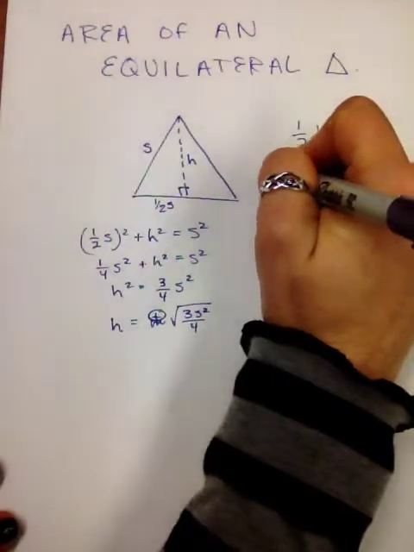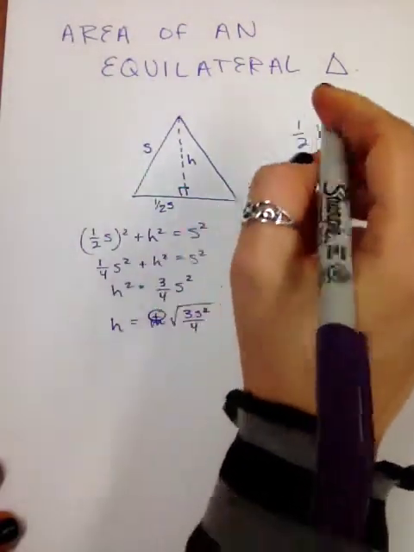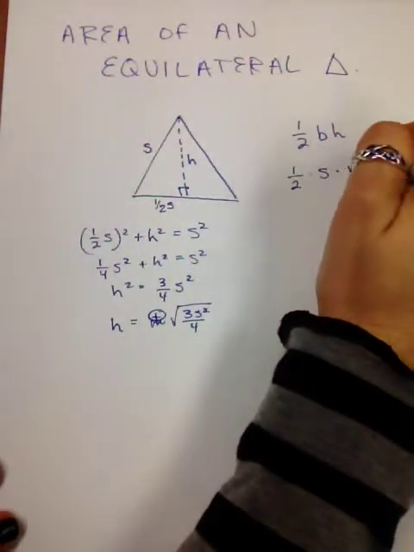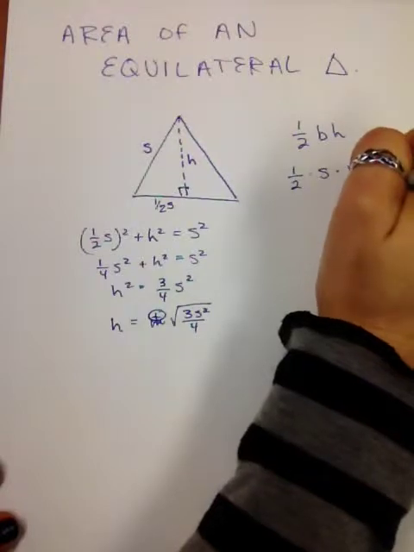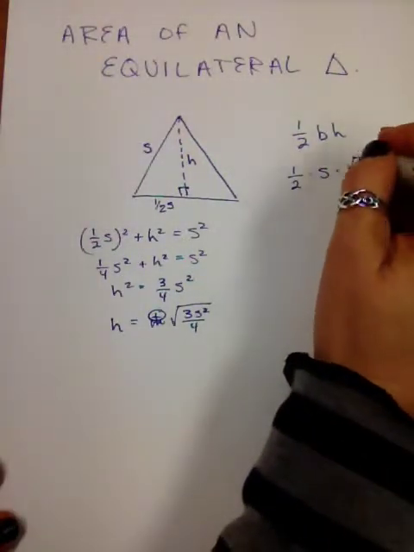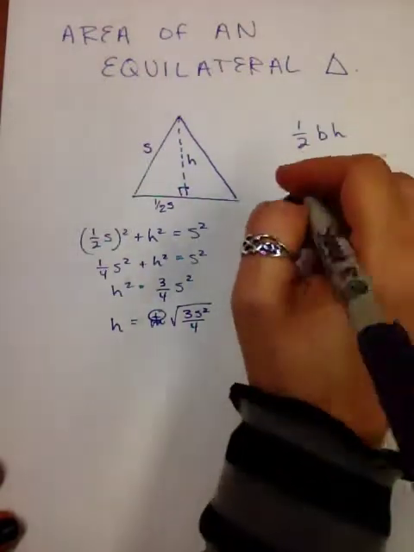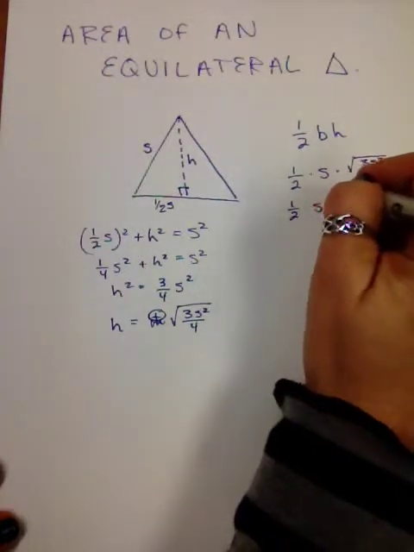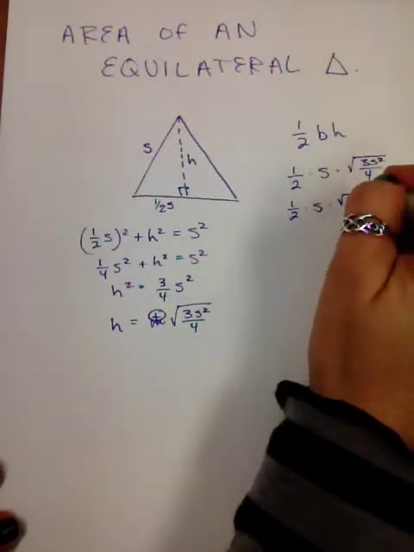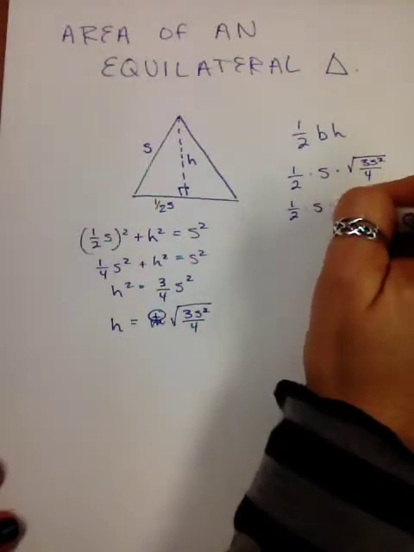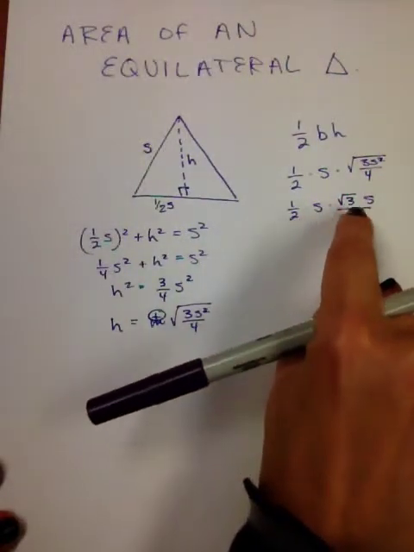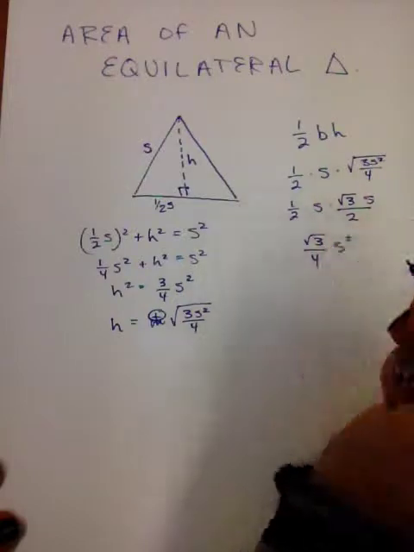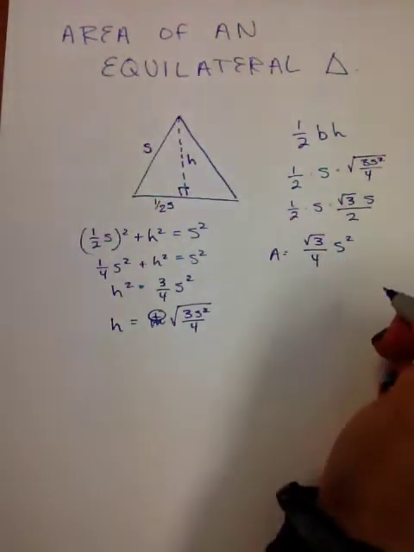So our formula becomes 1/2. Our base is the length of the entire side, which is S, times the square root of 3S squared over 4. And the square root is on the entire expression here. So when I break this down, I have 1/2 times S times the square root of 3, which is going to stay. The square root of S squared is just S, and the square root of 4 is 2. So recombining, I have 1/2 times the square root of 3 over 2, which is the square root of 3 over 4 S squared. And that is my area formula for an equilateral triangle.